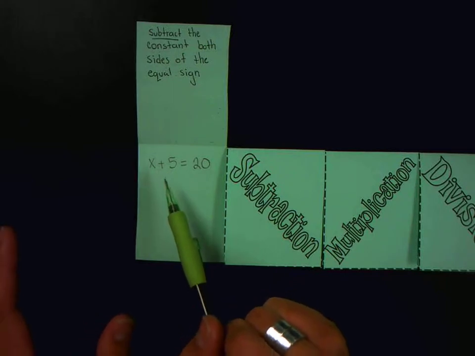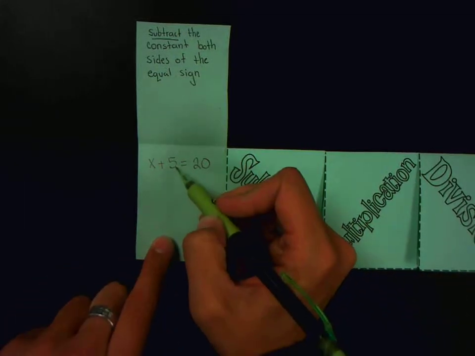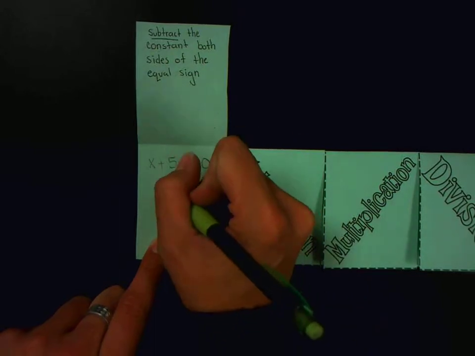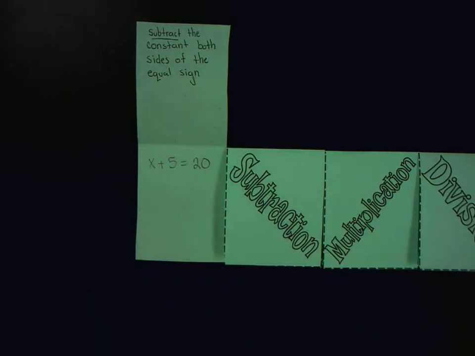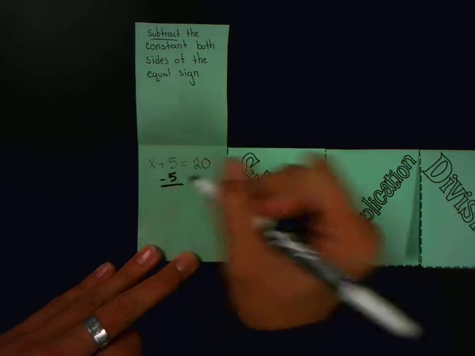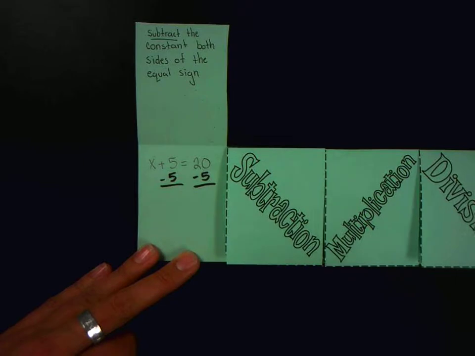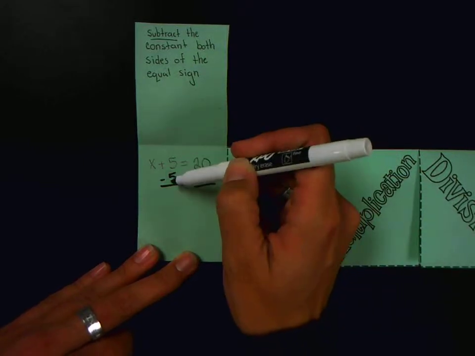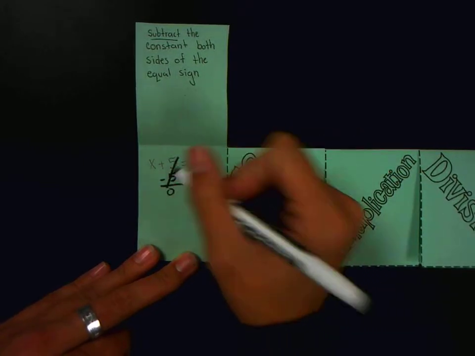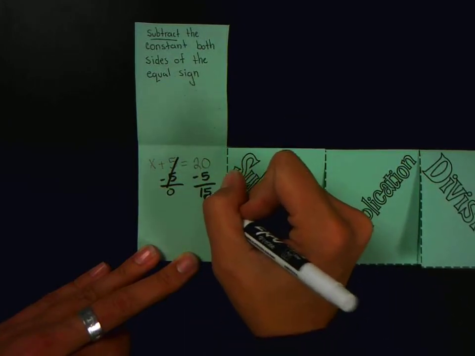In order to do that, I have positive 5. In order to turn it into 0, I want to subtract 5 from both sides. Now, you have to do it to both sides because whatever you do to one side, you have to do to the other side as well. So you have 5 minus 5, that's 0. It cancels out. And then we have 20 minus 5, that's going to be 15. So in this expression, if I bring everything down, we have x plus 0 equals 15.